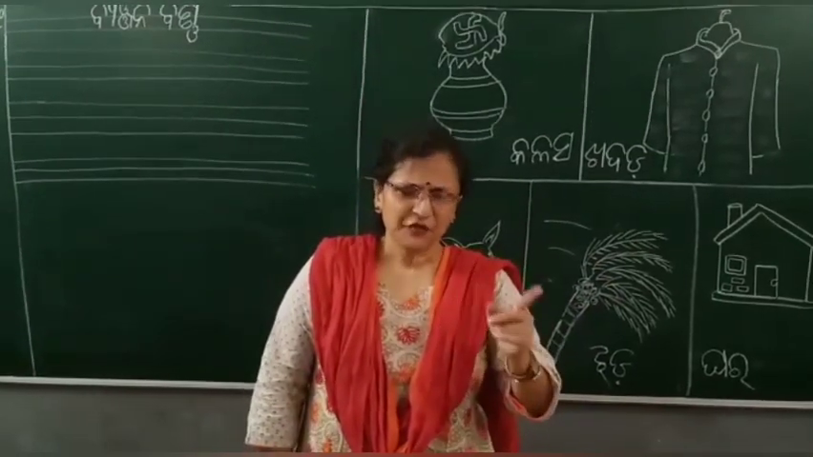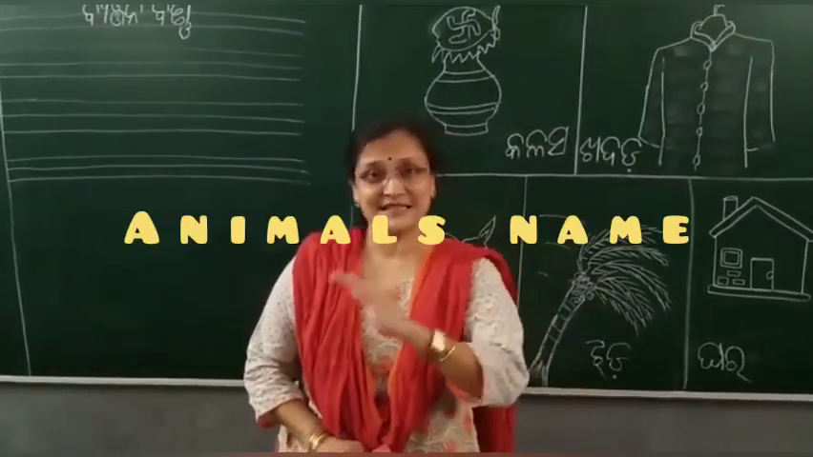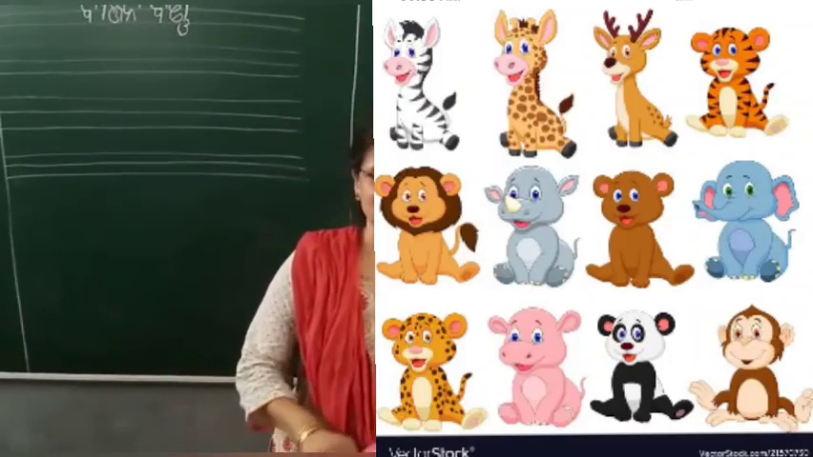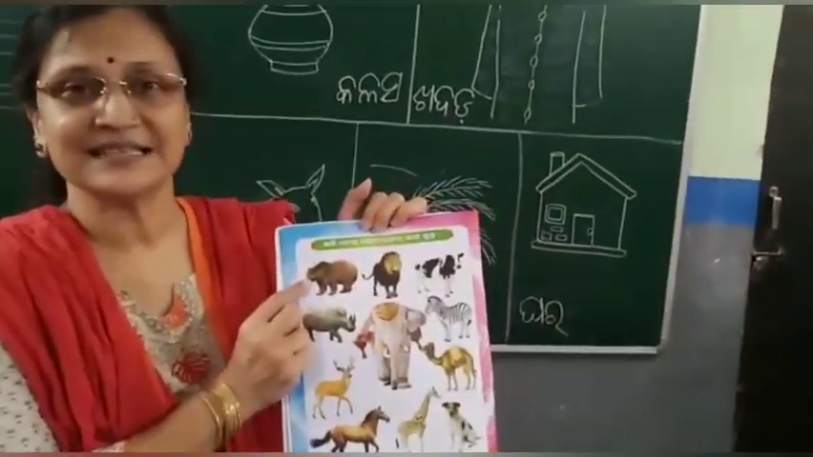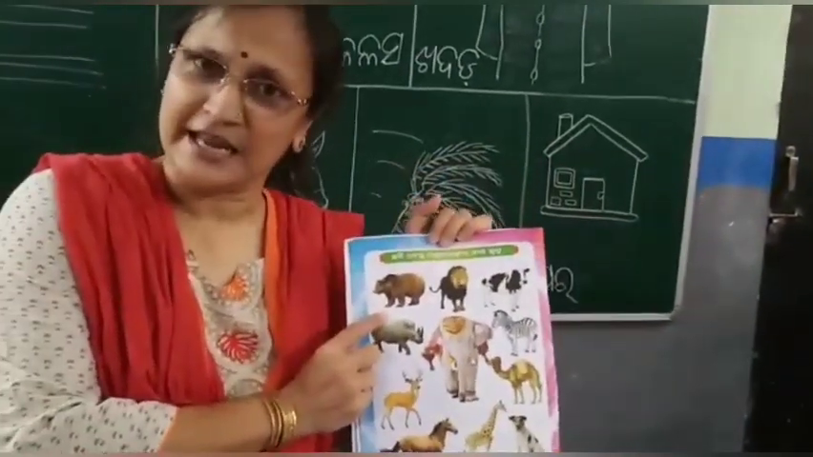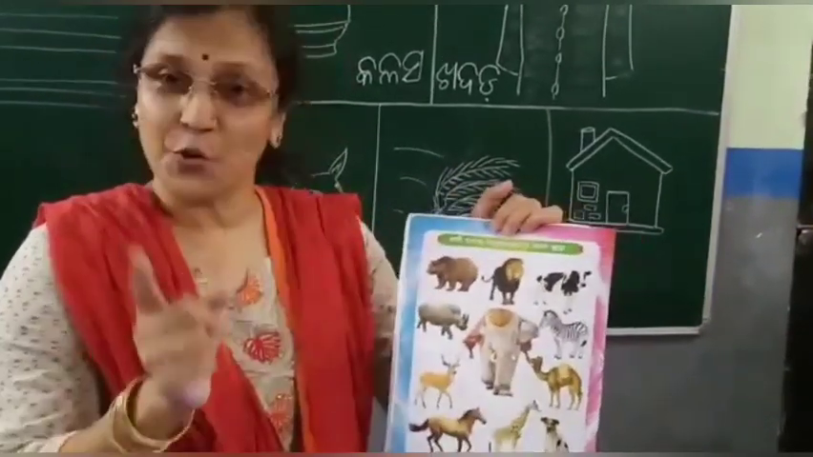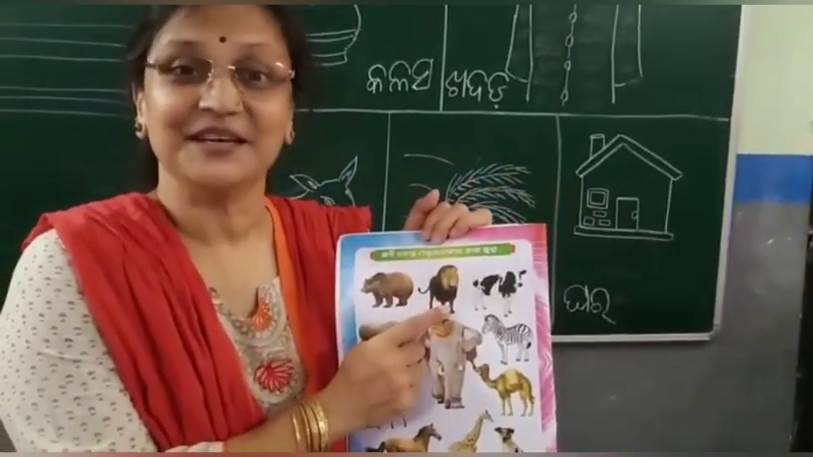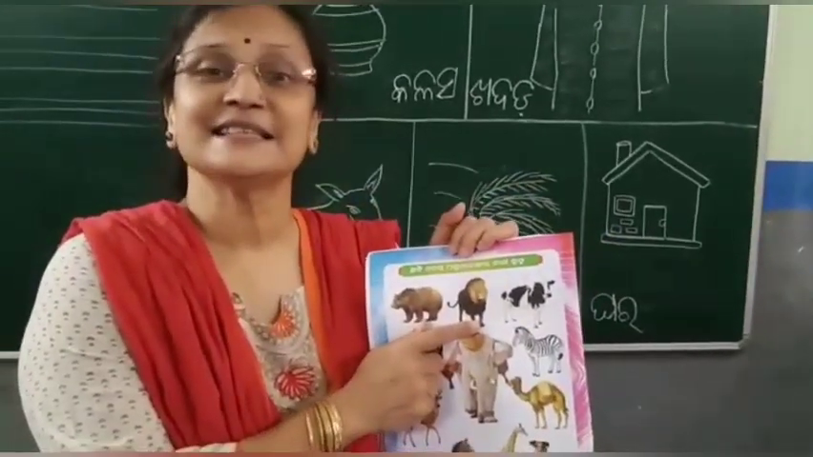Now, before starting more letters, let's recall the animals' names in Odia. All of you know in English, you are very good in English. So, here are the animals. Just see, this one, in English it's bear. In Odia it's Bhalu. Then this one is lion, the king of the jungle. Yes or no? And in Odia it is Singha.